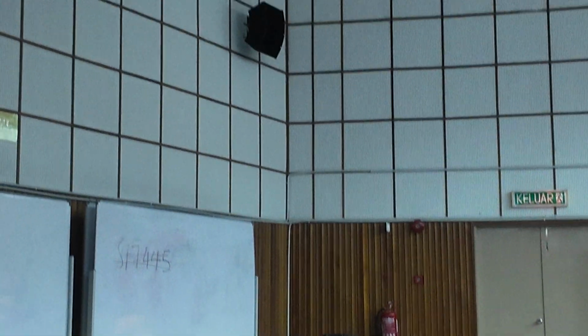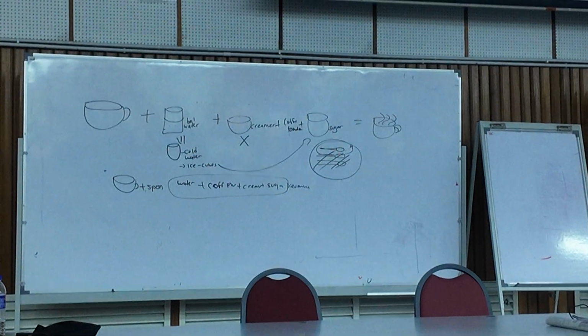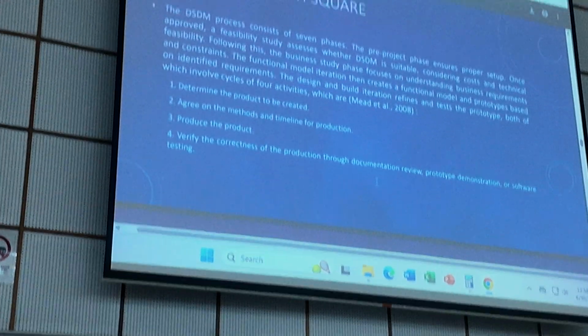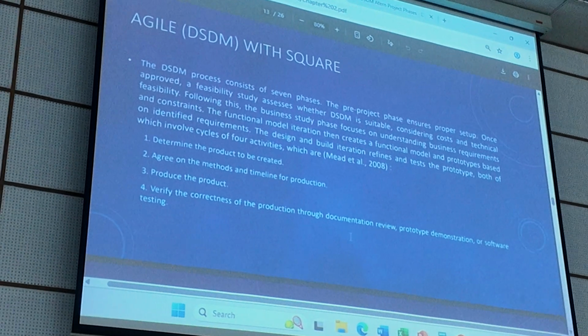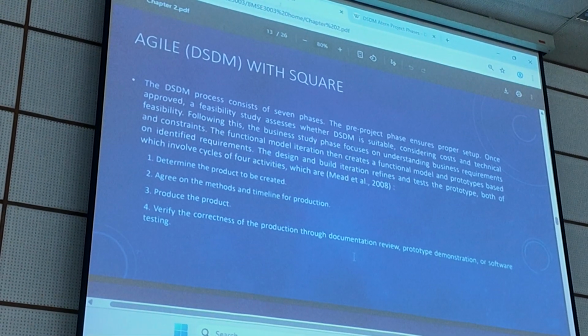Okay, that means you have to ensure what projects you are going to develop, what the goals are, and then how to set up the project. After that, you may have a feasibility phase.